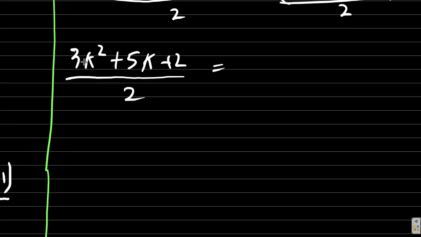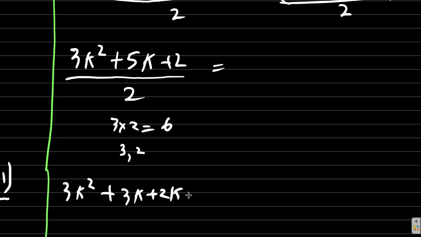Alright, so we're supposed to be able to factorize this. We use the AC method. We say 3 times 2 is equal to 6. We try to find two numbers that add to give you 5 and multiply to give you 6. 3 and 2. Alright, 3 times 2 is 6, 3 plus 2 is 5. So we separate the 5k into 3k and 2k. So we have 3k squared plus 3k plus 2k plus 2 over 2 equals the right hand side.